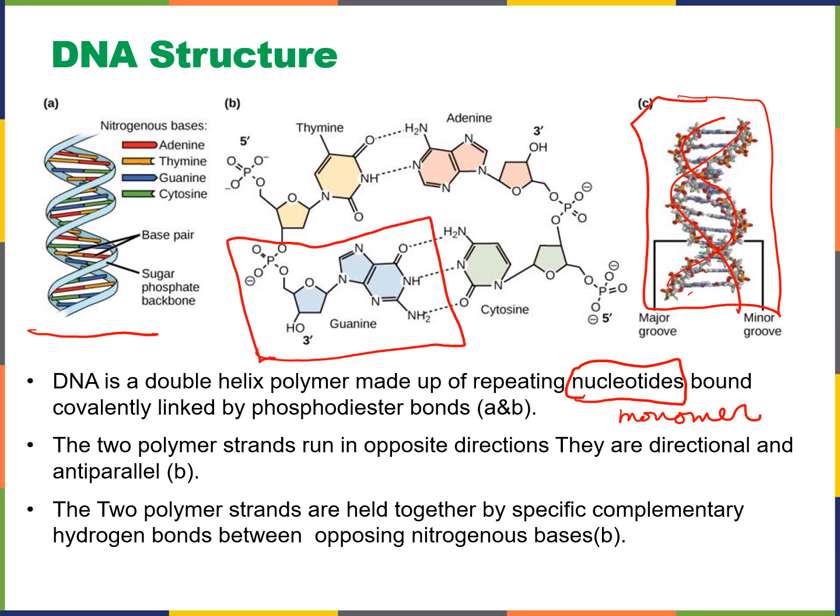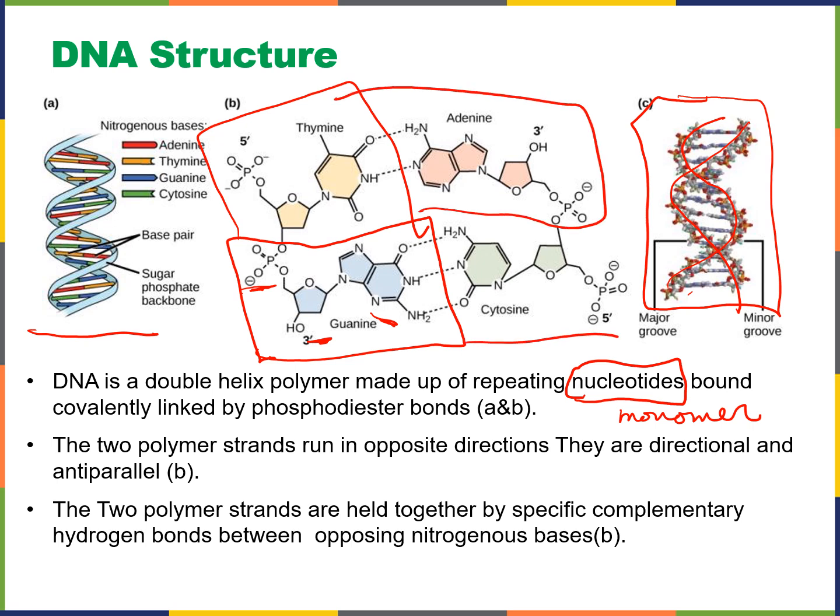And each nucleotide, and we'll talk about this more, has three parts. It has a phosphate group, a sugar, and a base. So it's a phosphate, sugar, and a base. And so that's one nucleotide. This is the next nucleotide. And then going in the other direction, here's a nucleotide, and here's a nucleotide.